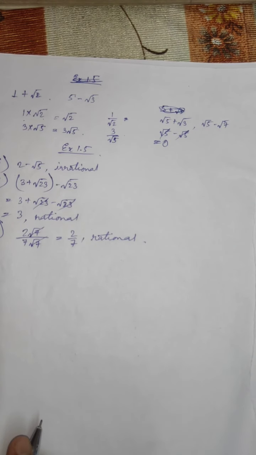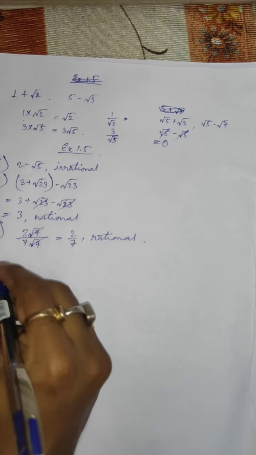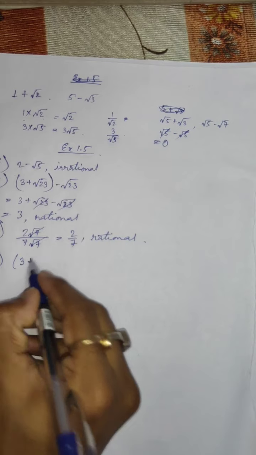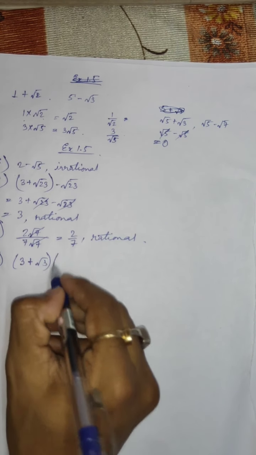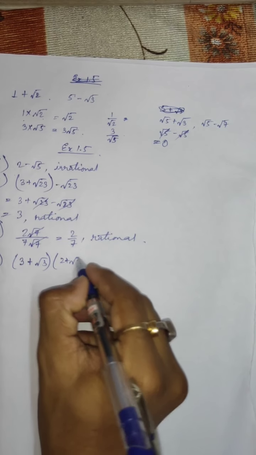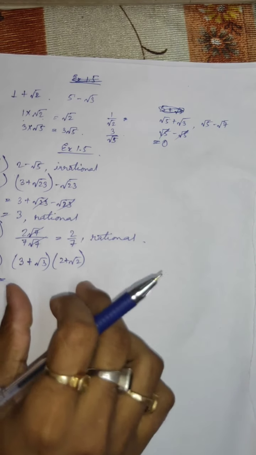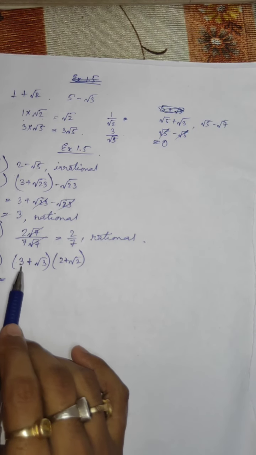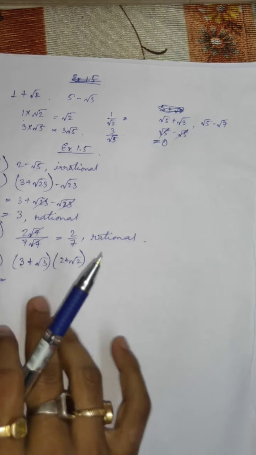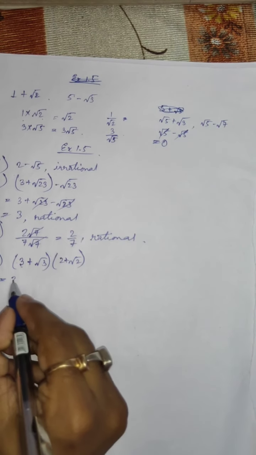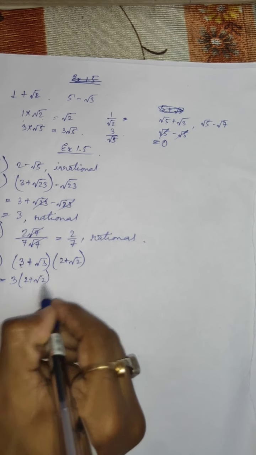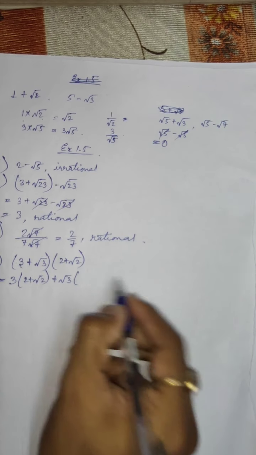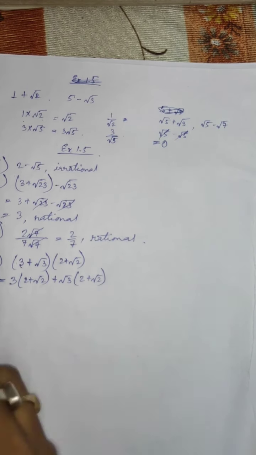Next, question number 2: simplify each of the expressions. Simplification is nothing but we shall use the concept of algebraic expressions, already done in class 8. Let's see the first one. See, these are two binomial terms we are multiplying. So first we shall multiply the first term with the first term, and then with the second term. So first 3 into 2 plus root 2, and then plus root 3 into 2 plus root 2.